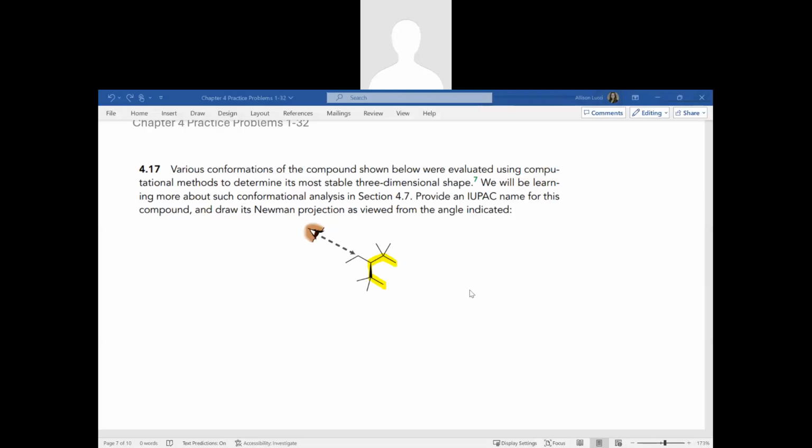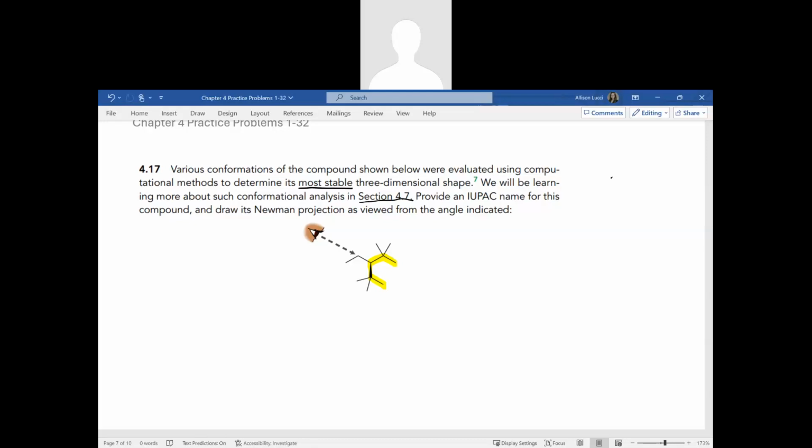For problem 17 in chapter 4, we're told that this compound shown below here has been evaluated or studied using computational software. So its three-dimensional shape was analyzed to find the most stable structure. We have discussed, if you watch the PowerPoint video on section 4.7, how to do what's called conformational analysis and determine the predicted most stable structure.